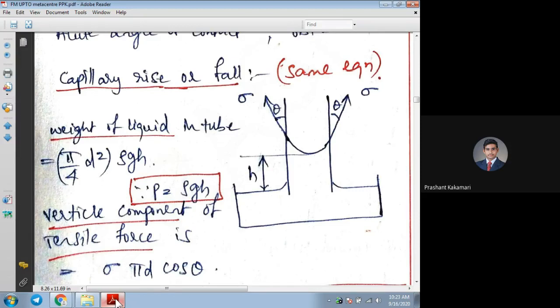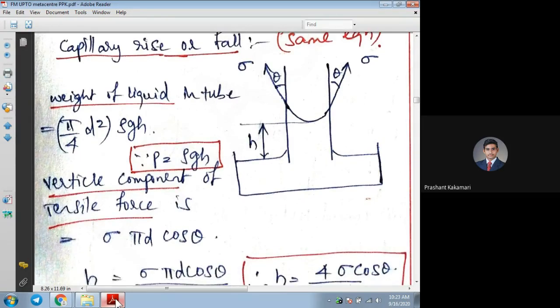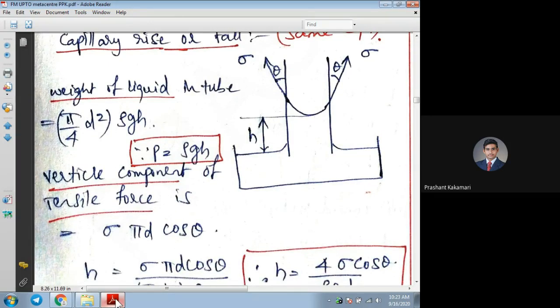That weight is balanced by the surface tension sigma on the other side. So the weight I can now write as pi by 4 d square rho g h. This rho g h is very important in later cases. Now you can consider the vertical component, which is acting opposite to the weight of the liquid in the pipe. That is balanced by the surface tension. If there is no surface tension, the liquid layer would be in line with the container layer itself. There is no capillary rise or capillary fall if the surface tension is not there. If surface tension is there, whatever the fall or rise is, that will be balanced by the weight of the liquid.